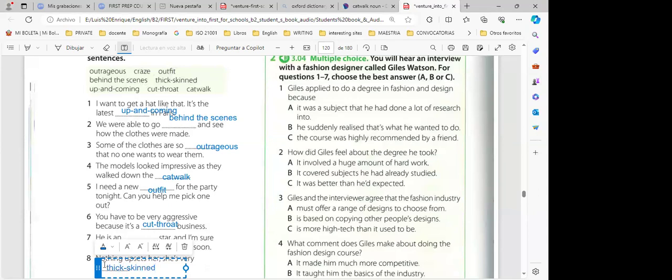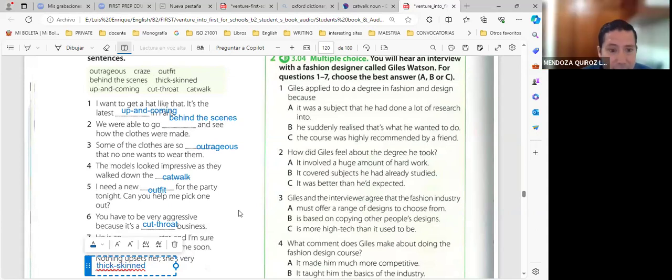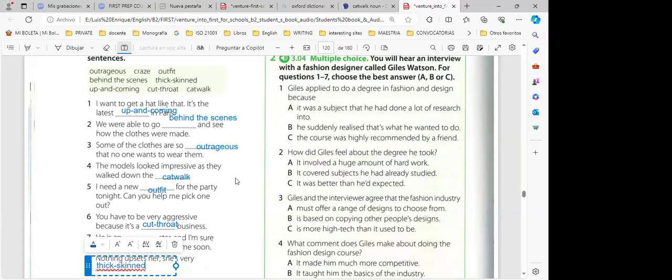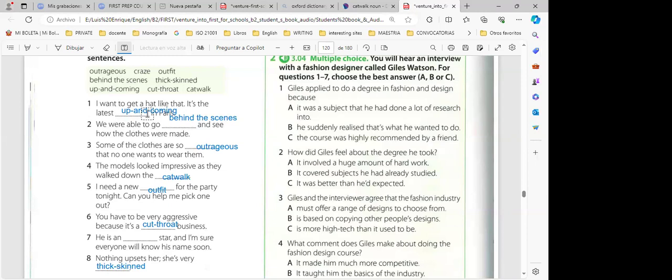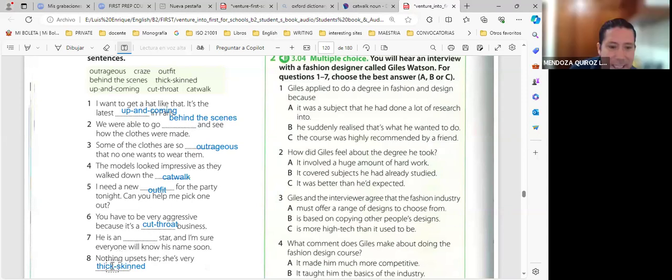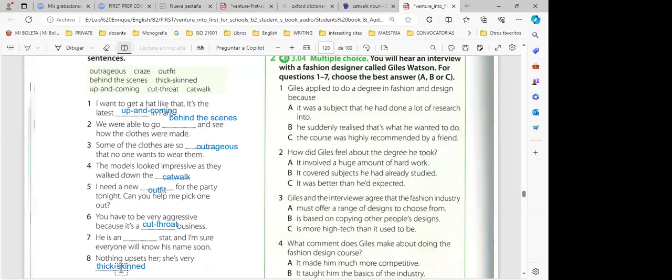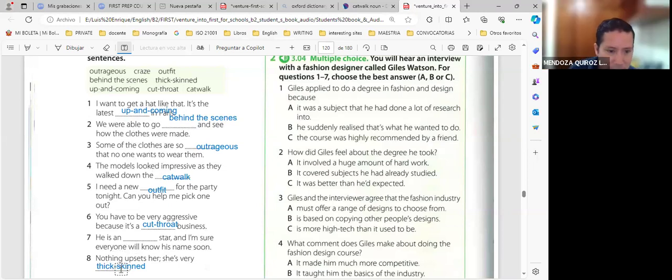I think there's a mistake in number 7, no? Number 7 is not outrageous. Number 3 is outrageous, you said outrageous. Yes, in number 7 it's not outrageous. I think, let me see. Thick skin is number 8. Oh, when nothing affects you because you have thick skin. Nothing can affect you. Thick skin. I think craze is number 1.